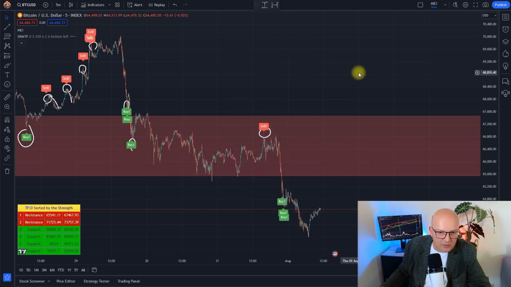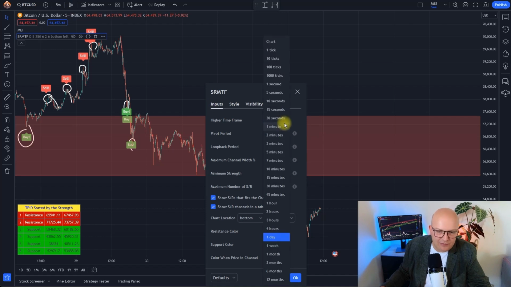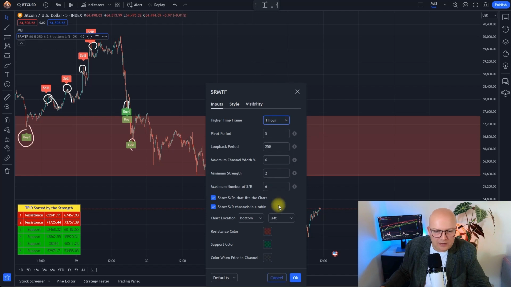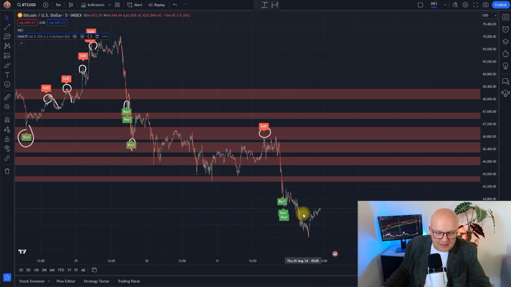So when I apply this one onto the chart, I actually need to go to settings here. I need to tell it which higher time frame support and resistance I want to monitor on my 5-minute Bitcoin chart. And I think it's a good idea, for example, if you're trading 5-minute charts, to use 1 hour support and resistance zones. It looks back 250 bars to spot these zones, and I actually don't want them to be shown here on this table. So now things become a little bit clearer, in my opinion.